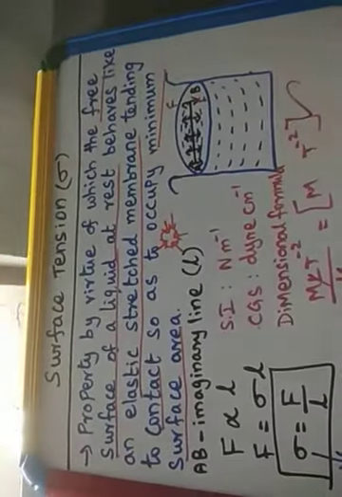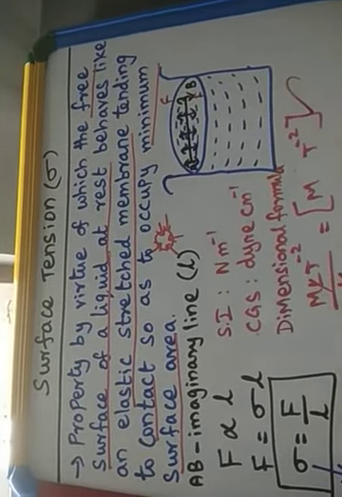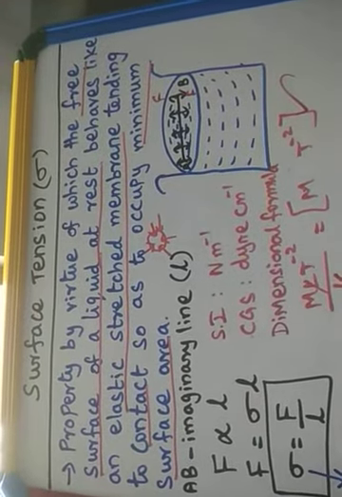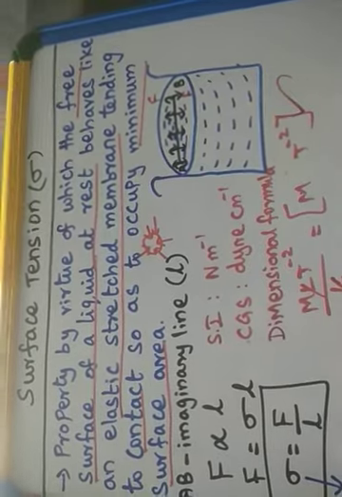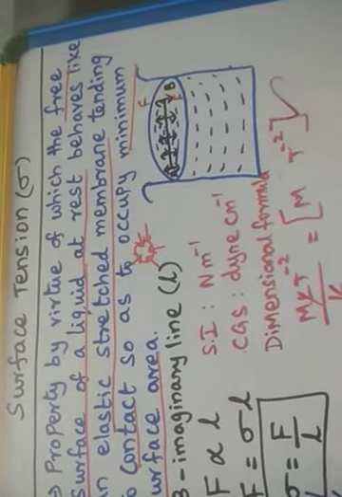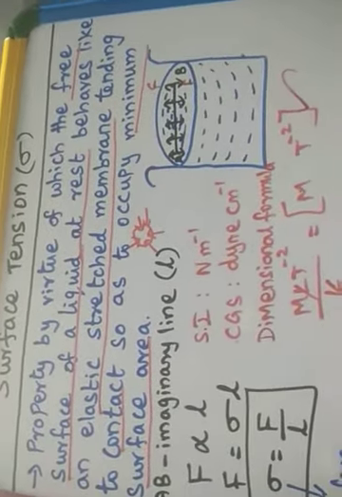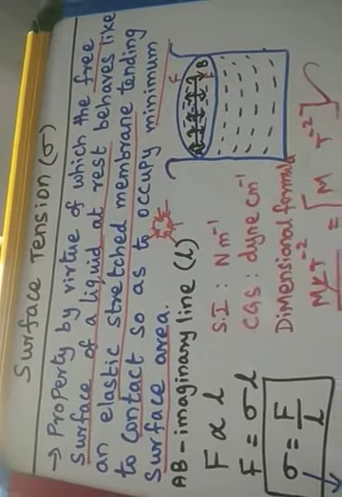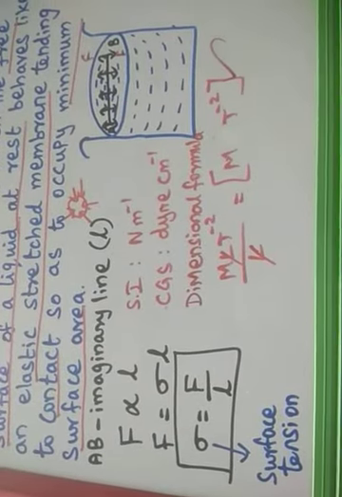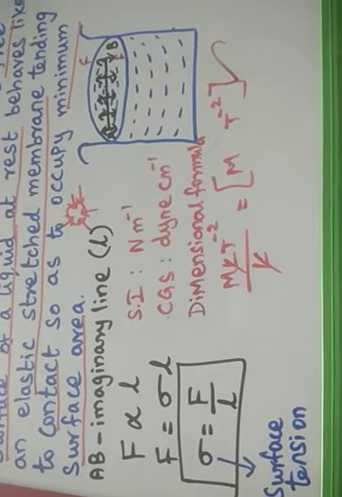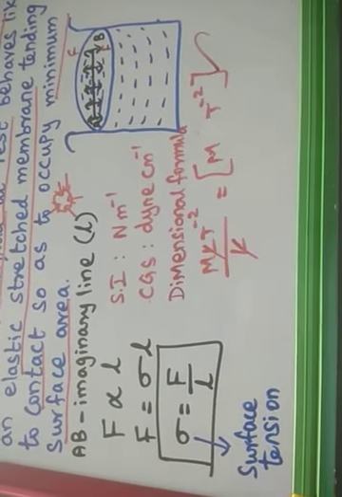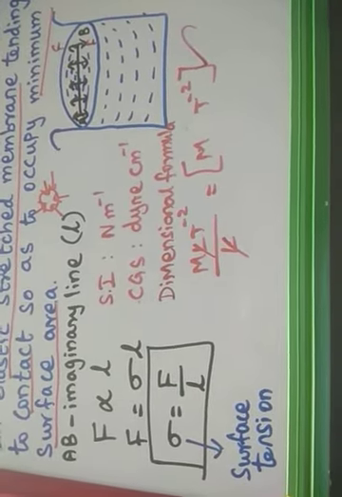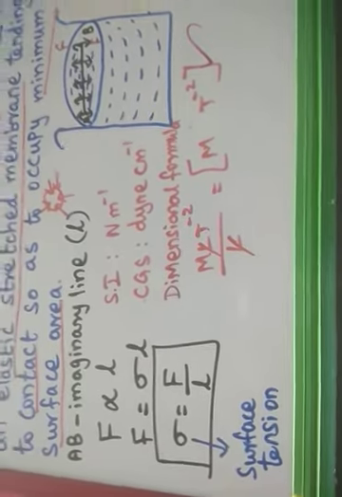So again I will say that surface tension is a contraction. The uppermost layer of the liquid will tend to contract and occupy the minimum area. That property is called surface tension. That will be equal to force, which is directly proportional to the length of this stretched membrane. So sigma, which is equal to force by length, is called surface tension.